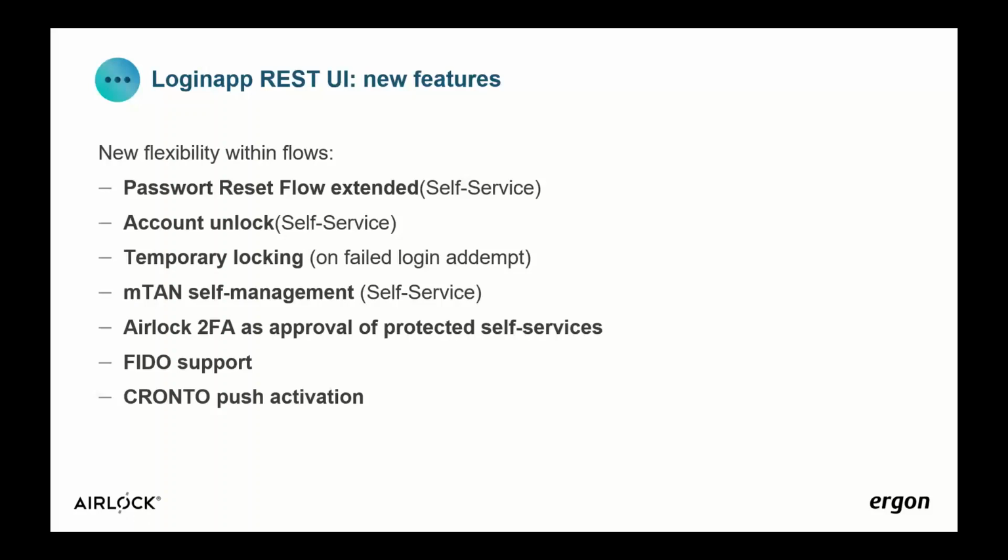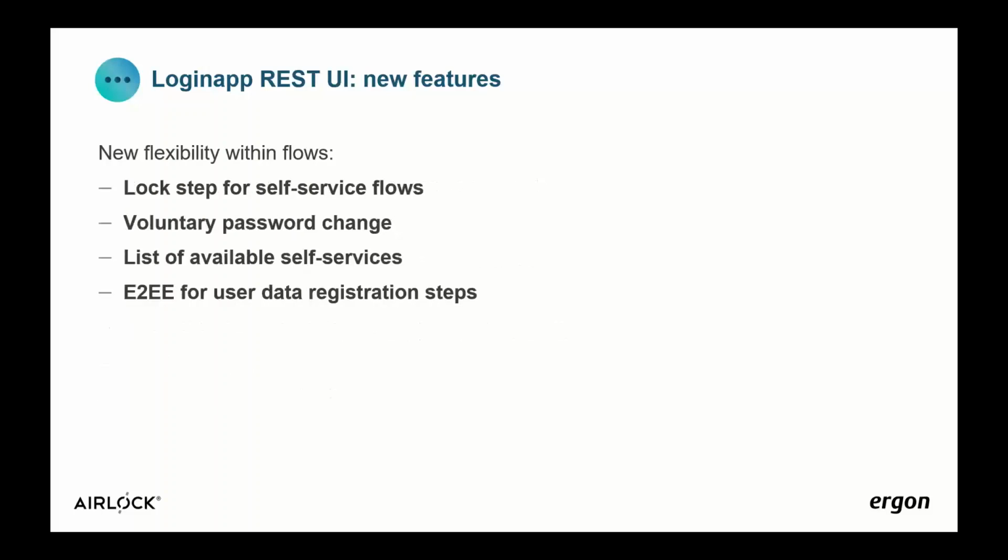We have a new flexibility within flow, so the password reset flow is extended, account unlock is there, temporary locking, MTAN self-management, Airlock 2FA, if you want to have it as approval of protected self-services. So if you want to have a self-service protected by another factor, you can use now Airlock 2FA. Of course, FIDO support, as I mentioned, is now in there. Cronto or push activation, a lock step where you can lock everything in a self-service flow, voluntary password change, you can even get a list of available self-services, and there's an E2E for user data and registration steps.